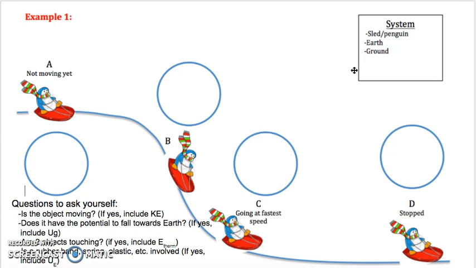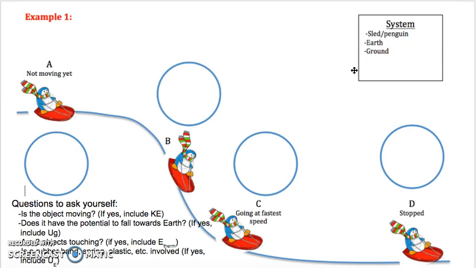So now when we start thinking about our energy pie charts, you'll notice that all of my circles appeared as well. I have put some guiding questions down below to ask yourself to decide what types of energy get included. So the first question is, is the object moving? And the answer to that for snapshot A is no. So I know that I'm not going to include any kinetic energy in that first pie chart. Second question, does it have the potential to fall towards Earth? The answer for situation A is yes, that penguin has the potential to fall down the hill. So we're going to include some potential gravitational energy.